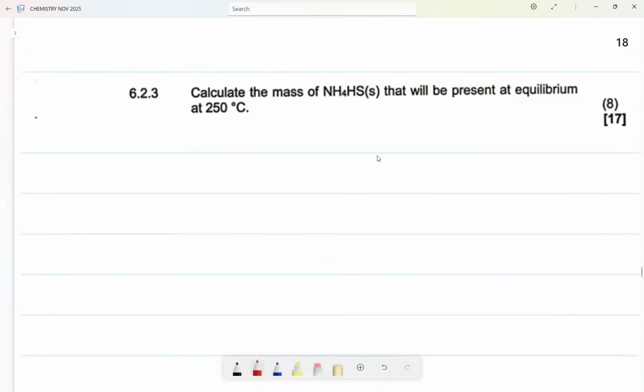Now calculate the mass of NH4HS that will be present at equilibrium at 250 degrees Celsius. Okay. Well, for me to draw this one, one thing that you need to note is that no solids or liquids are present at equilibrium. Or we do not include them at all. We do not include solids and all of that.